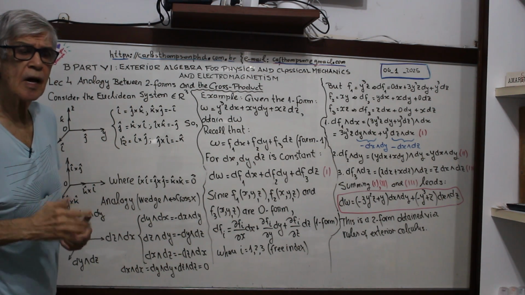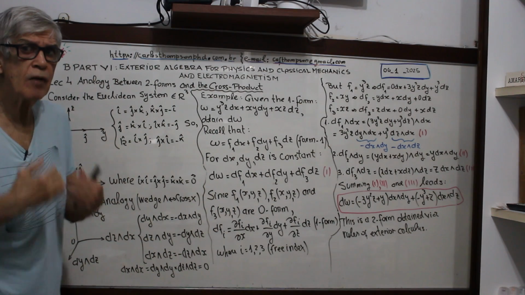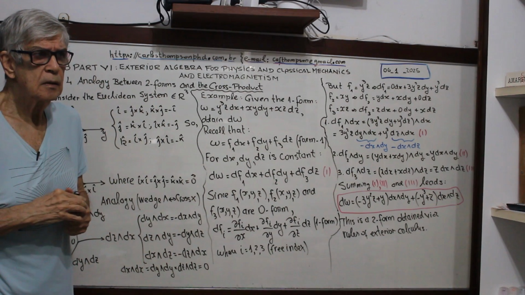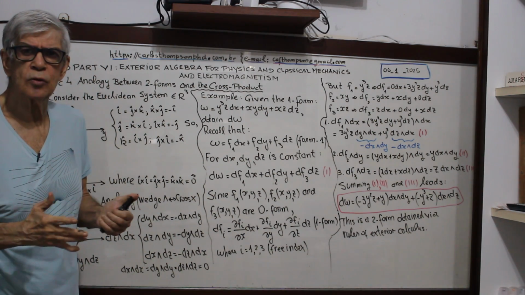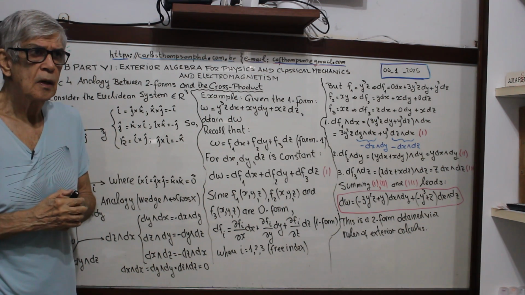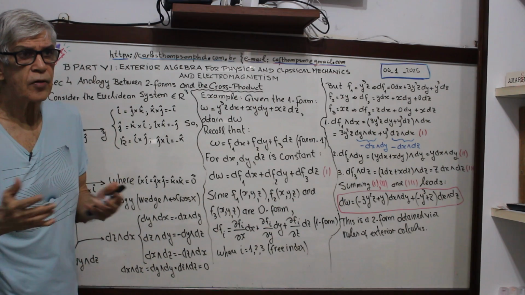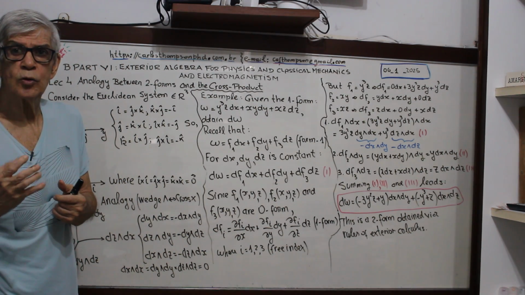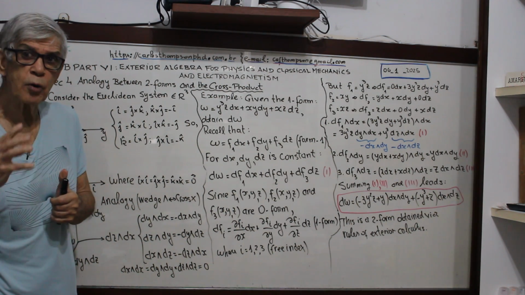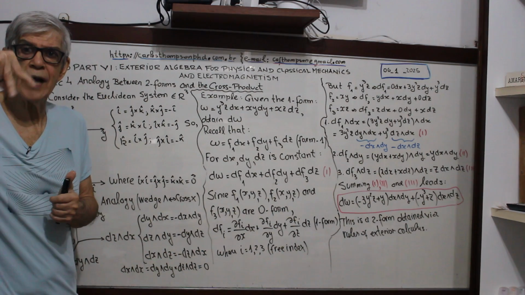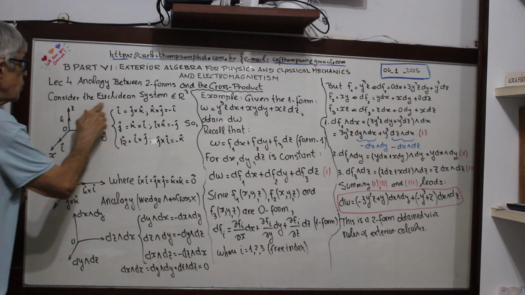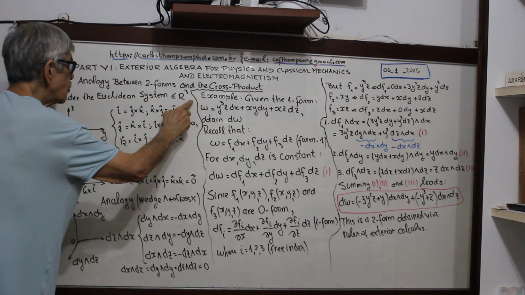This analogy is in my viewpoint, because I didn't see it in the literature, videos, or books. I think it should help you understand exactly the analogy between the cross product and the wedge, as you see here. So consider the Euclidean system belonging to R3.